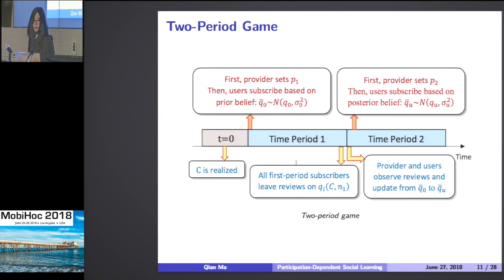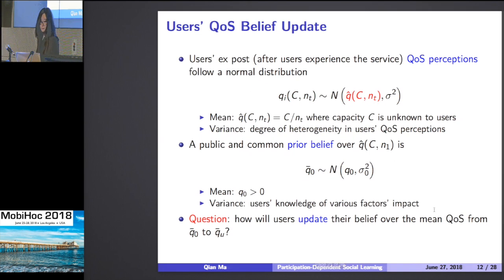For the two-period game, we will analyze through backward induction, which means we will first analyze the second period of the game and then go back to the first period. For the second period, we first introduce the QoS belief update process. Specifically, users will update their QoS belief as follows. First, we assume users' ex post QoS perceptions follow a normal distribution. By ex post, we mean that it is after users experience the service.